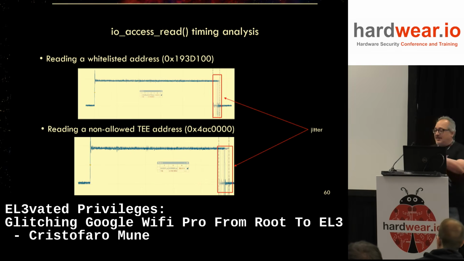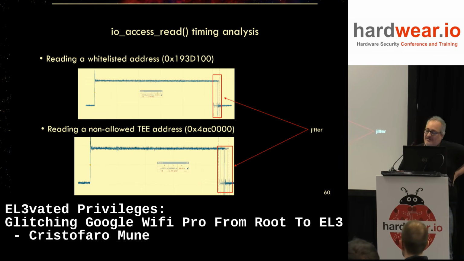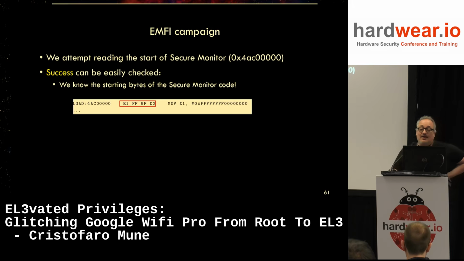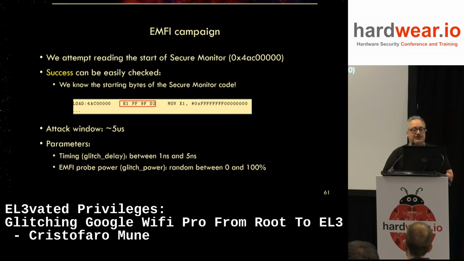This is the timing. There is a little bit of jitter there that we need to overcome, which requires some thinking. So basically, what do we do? We try to read the start of the monitor. This is not allowed. We should not be able to read it. But if we glitch successfully, this is what we should be reading back in practice. So if we get this number back, it means that we have been successful in glitching.